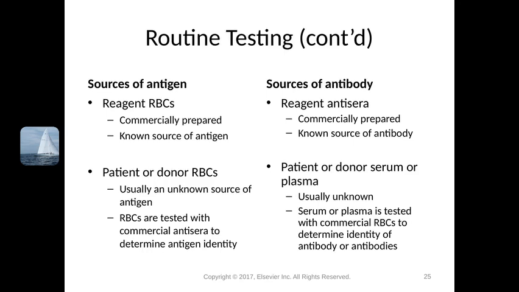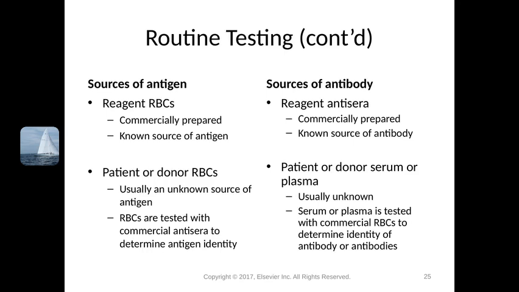Anti-B is looking for the what? Oh yeah, the B antigen. You get it. And then the patient or donor serum or plasma is usually our unknown antibody, unless we have a frequent flyer and we know they have antibodies. Typically, our serum or plasma is tested with commercial red cells, and this will determine the identity of the antibody or antibodies. So we will have a reagent screen cell. This will typically be a 2 or 3 cell screen looking for an antibody to red cell antigens. These screen cells will have known antigrams on their cells, so we know what's on them.